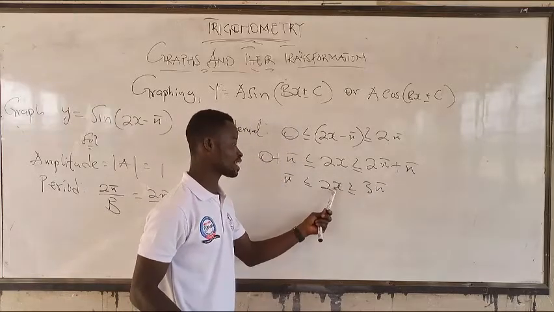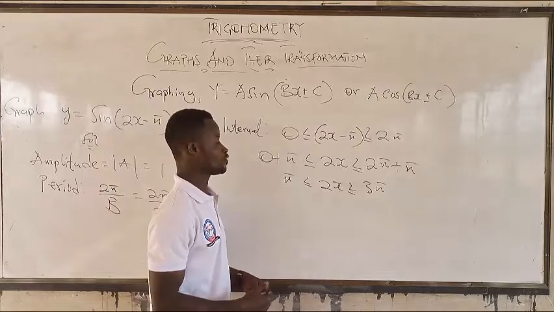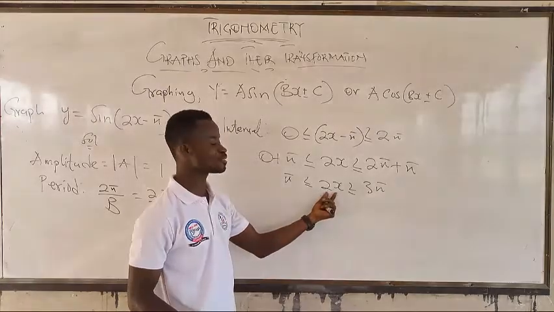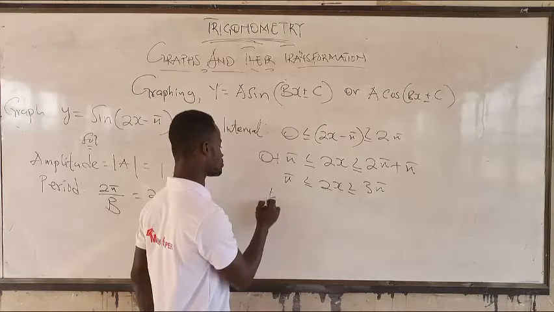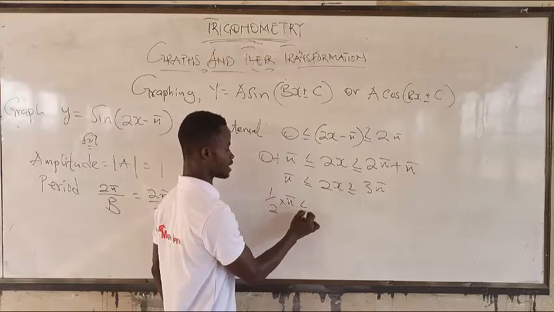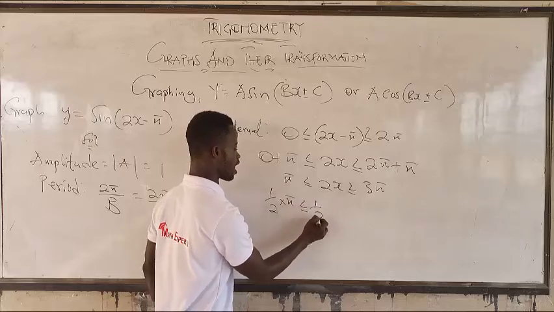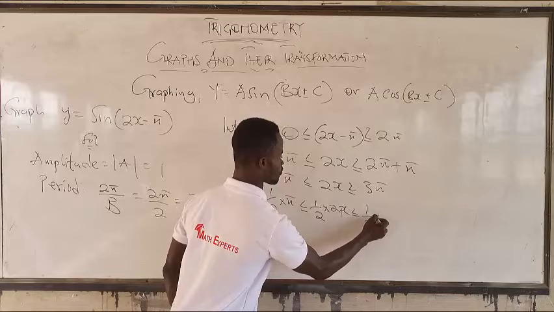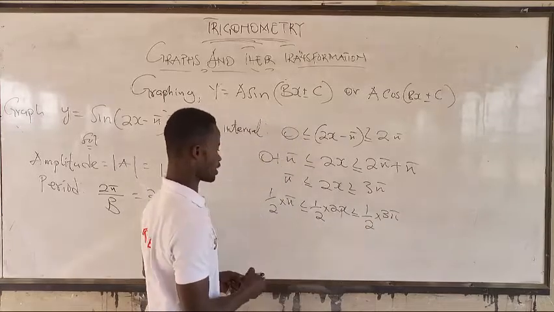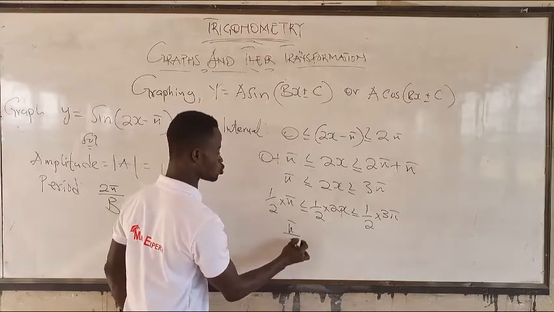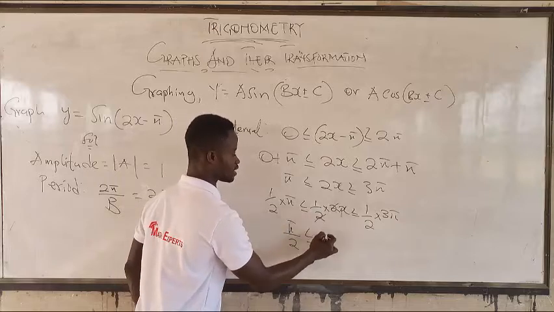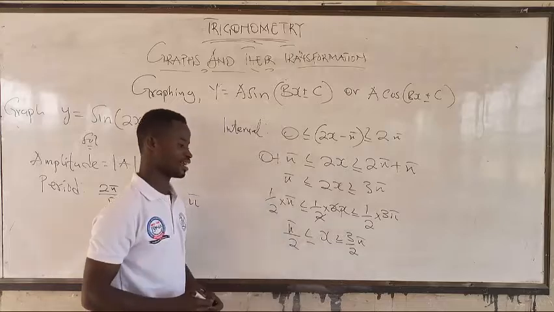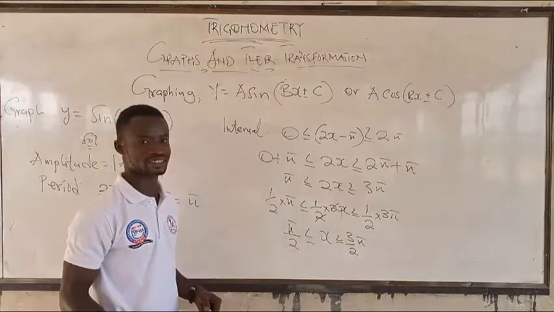Now we have to make sure that we get x here. So what can we do? We can multiply by half. Because when you multiply this by half, the 2 will go. So by multiplying by half, we get pi over 2 less than or equal to x, cancel the 2, this is x, less than or equal to 3 over 2 pi. Alright. So that's how we get the interval.